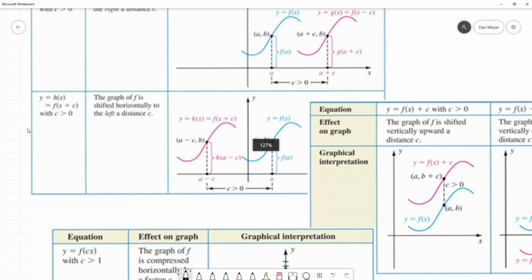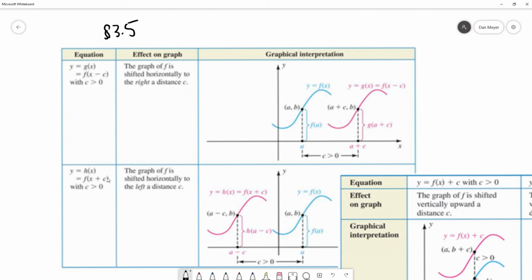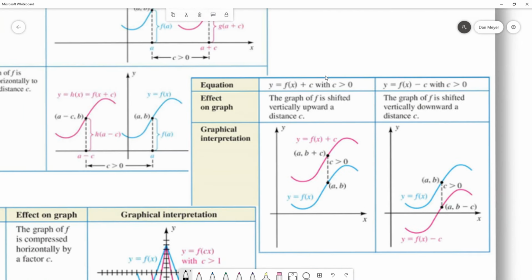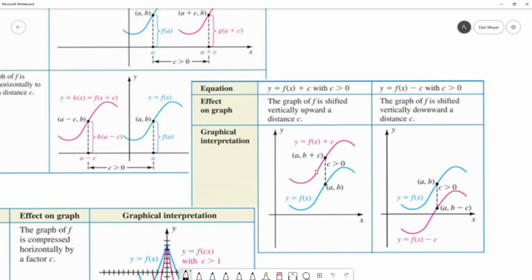So you've got horizontal shifts by adding or subtracting numbers on the inside of a function, and the shifts happen the opposite way that you would expect them to. Subtracting a positive number means that you shift the graph to the right, and adding a positive number means that you shift the graph to the left. On the other hand, when you add or subtract on the outside of a function, that shifts the graph up or down. We're not going to do too much of that until right at the very end of this.